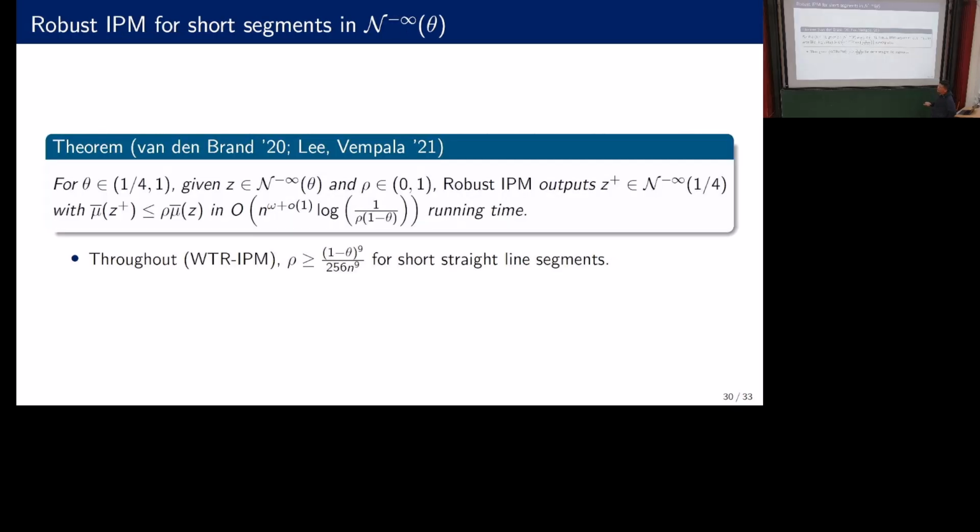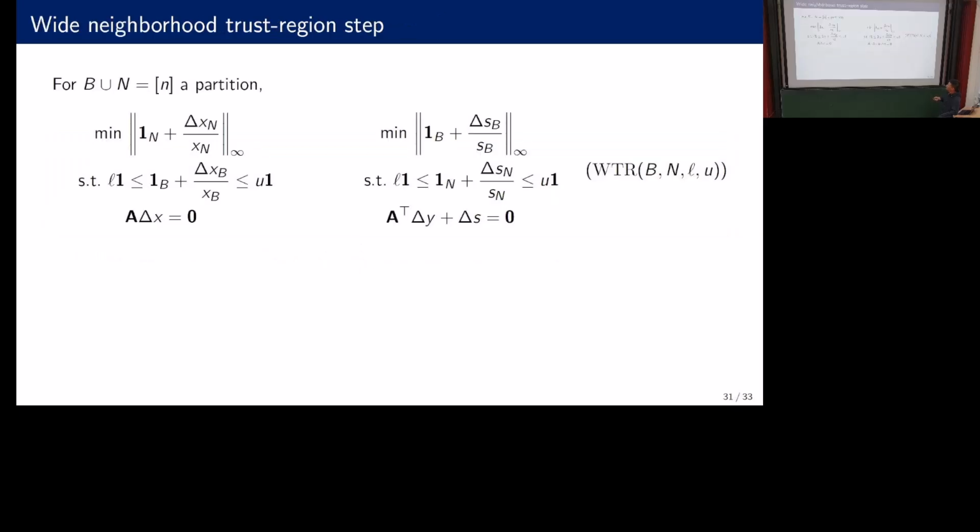But in the Y neighborhood case, we don't have an analogous step to the affine scaling step. So we just use the robust IPM by Van den Brand, which shows that it can reduce your duality gap by a factor of rho in running time n to the omega plus log 1 over rho. And if throughout our algorithm this rho is always lower bounded by a polynomial factor of n, 1 minus theta over n, because we only require to reduce the duality gap by a constant factor, then all iterates in between stay in the Y neighborhood.